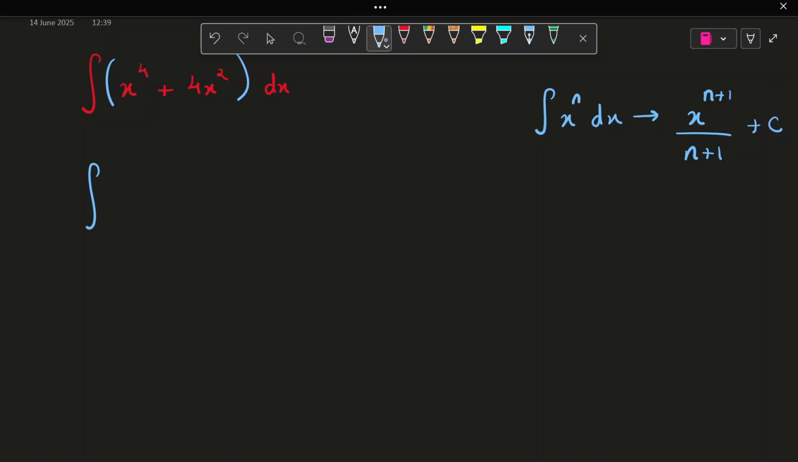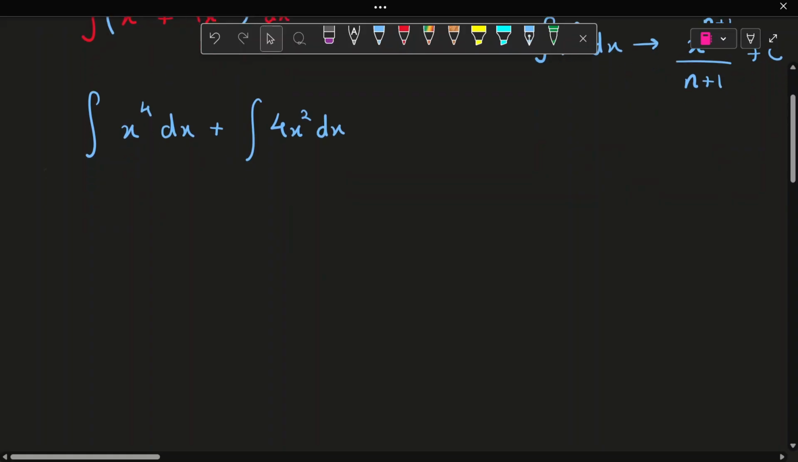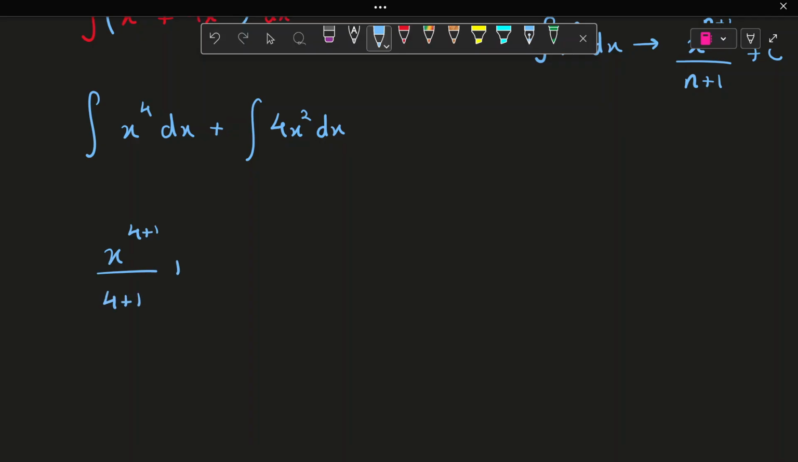We'll just split the integral to both of them, which will be integral of x to the power of 4 dx plus integral of 4x squared dx. Now using the property, it would be x to the power of 4 plus 1 over 4 plus 1 plus c1. There will be two different integration constants here because we are integrating two separate functions, and plus this 4 is a constant, so 4 will come out and would be integration of x squared dx.